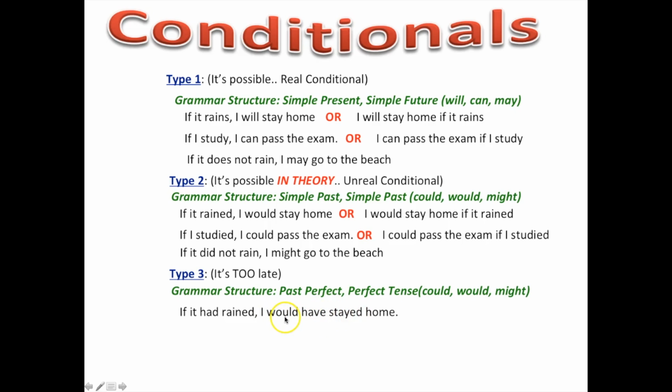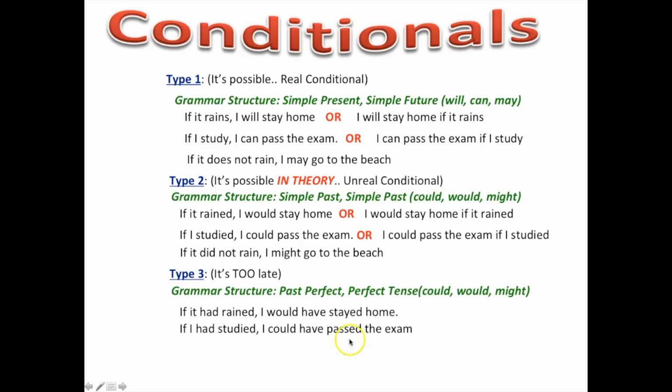And this is too late, okay? It never rained, and I never stayed home. That's why it's too late, okay? The next one is, if I had studied, I could have passed the exam. It means that I didn't pass the exam. I never passed the exam because I never studied. So you're just kind of regretting not having studied. You know what I mean?